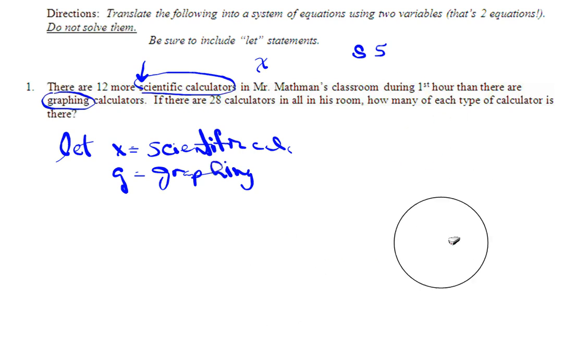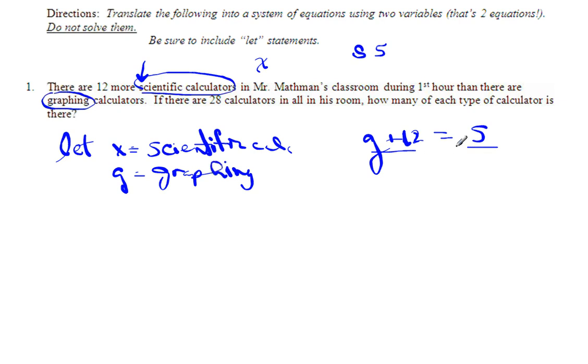So that's kind of the tricky part on this one. So I'm adding 12 to the graphing calculators to get the scientific. So there's 12 more scientific calculators than the graphing calculators. This makes sense because if I add 12 to the graphing, now I have a balanced equation. Then they're equal. And then 28 calculators altogether.